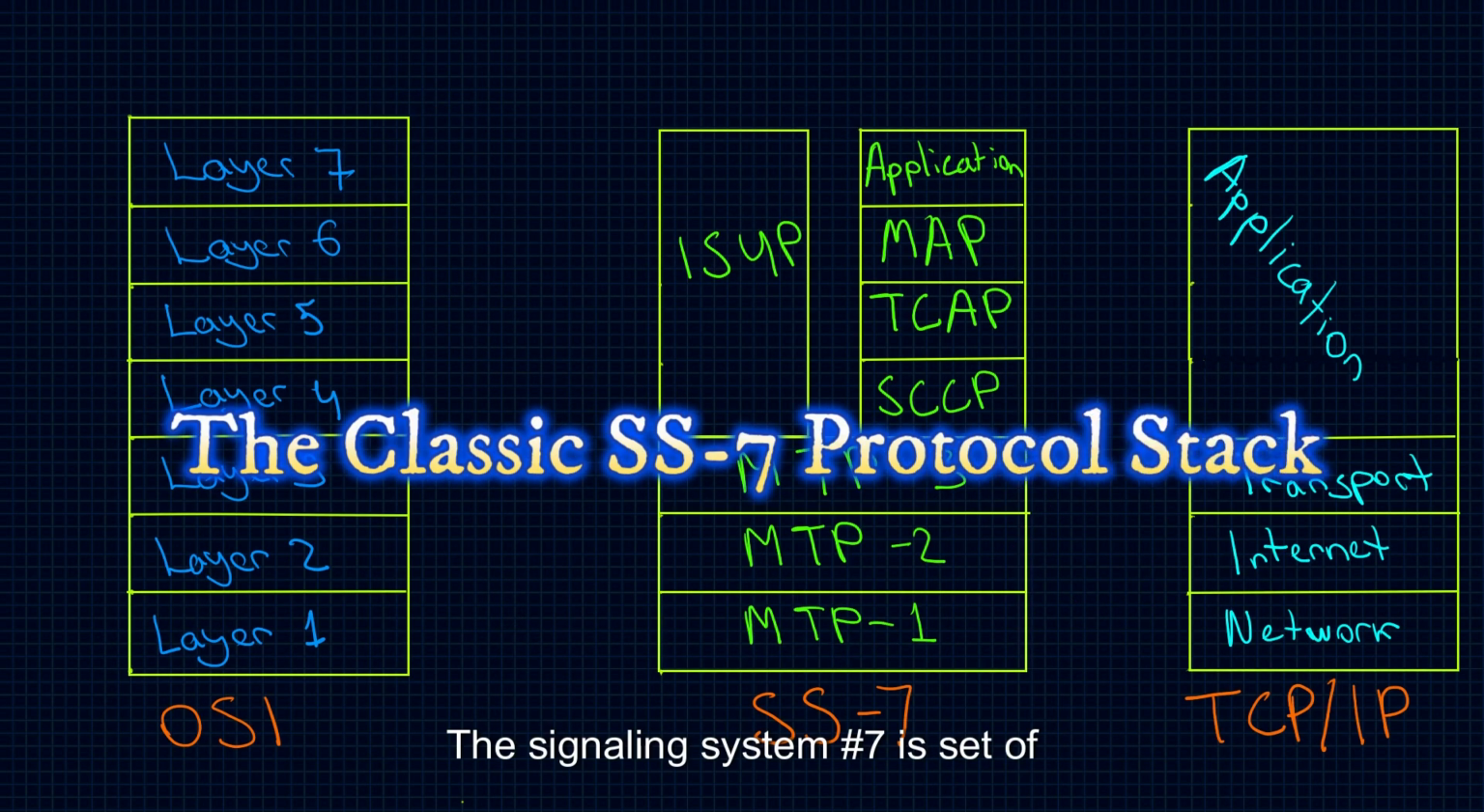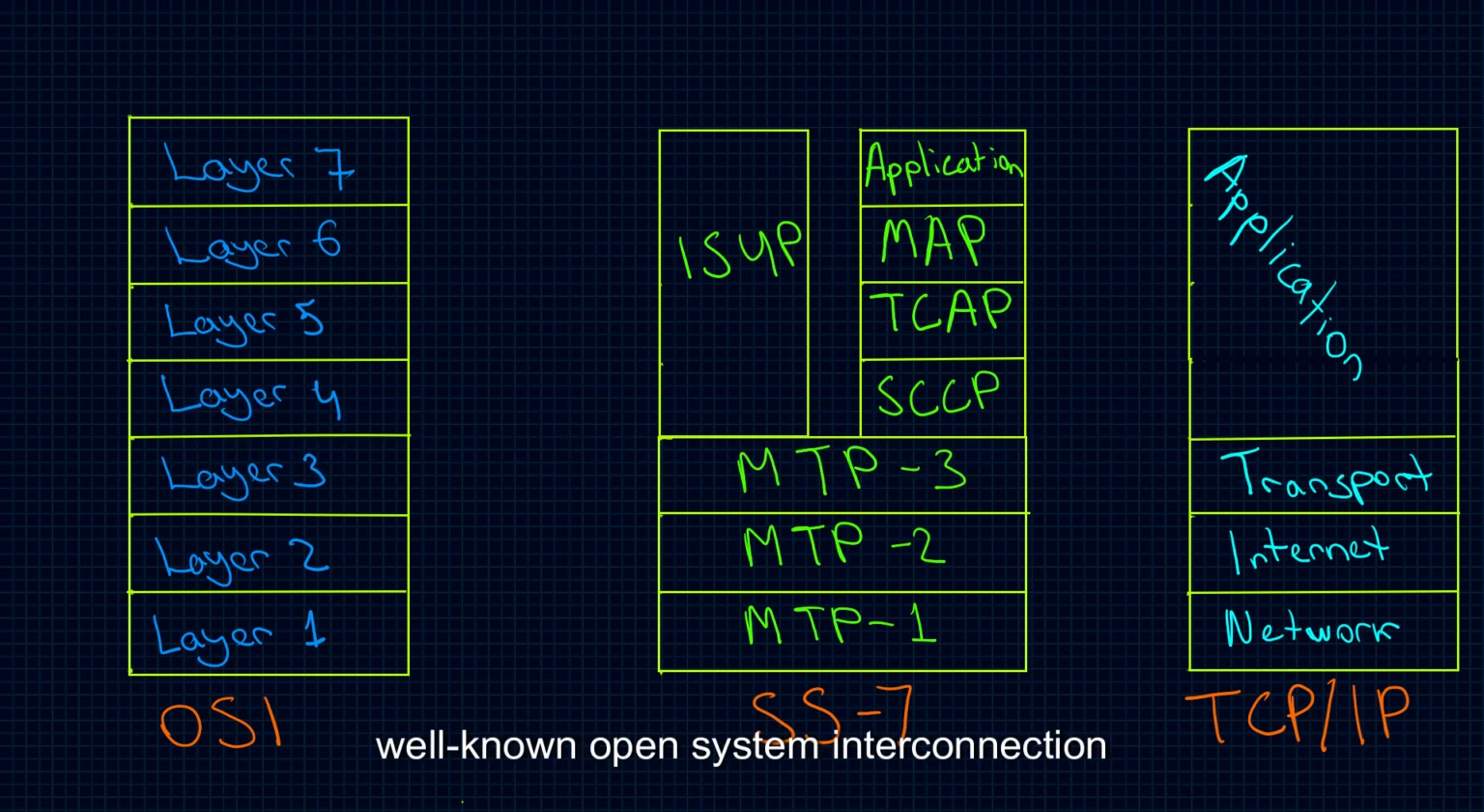Signaling System Number 7 is a set of telecommunication protocols that plays a critical role in managing and controlling telecommunication networks. To understand SS7 better, we can use the well-known Open System Interconnection OSI 7-layer model as a reference. The OSI model provides a standard framework for describing communication protocols across different layers, which you can see in this illustration, alongside the SS7 and TCP/IP protocol stacks.